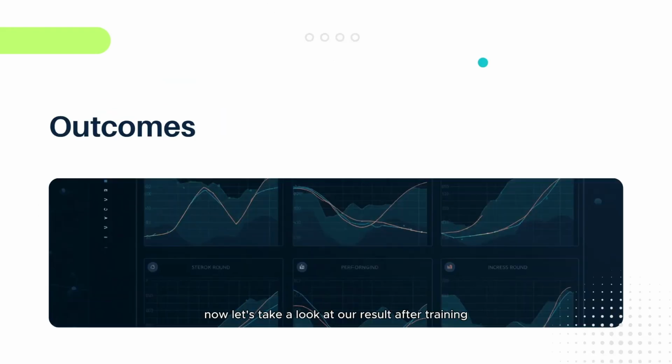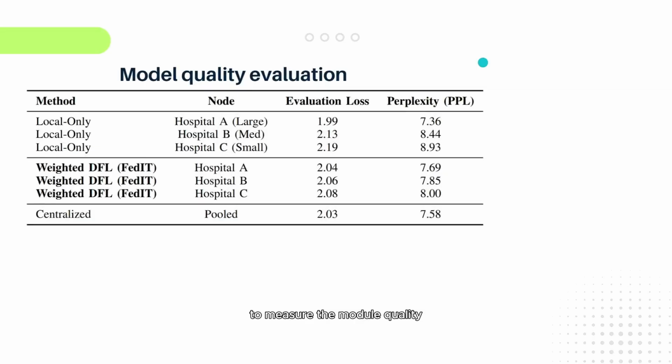Now let's take a look at our result after training. To measure the model quality, we use the cross-entropy loss and test perplexity. As you can see, the gap of the weighted DFL is much smaller than the gap in the result of the local-only benchmark. Also, hospital A has to suffer a trade-off as its test perplexity increased from 7.26 to 7.69. However, by using the FedAvg approach, it will improve the stability of the system.